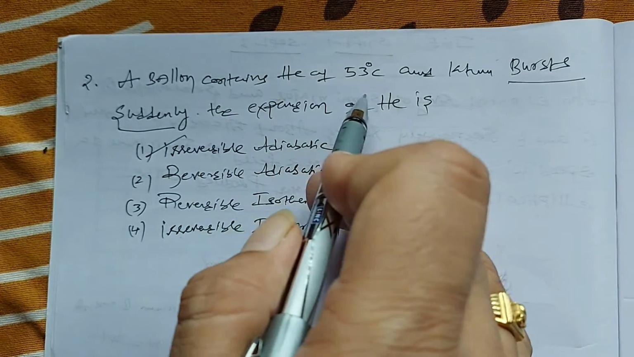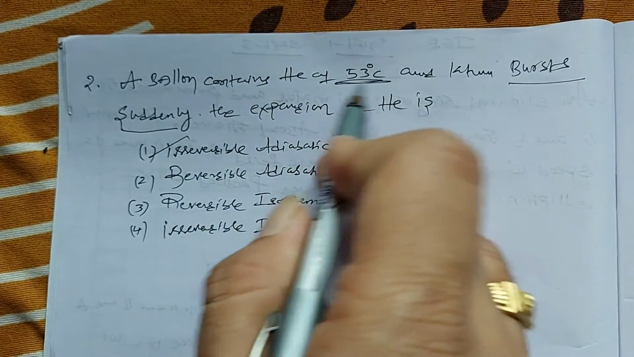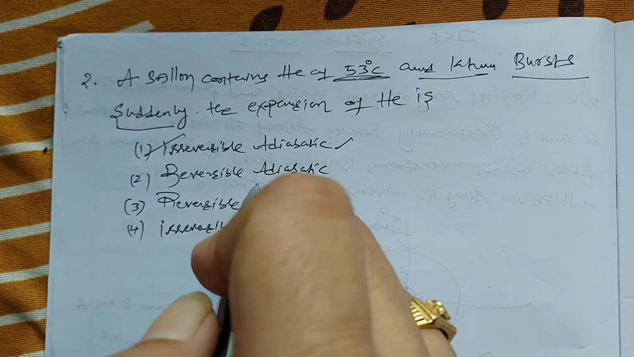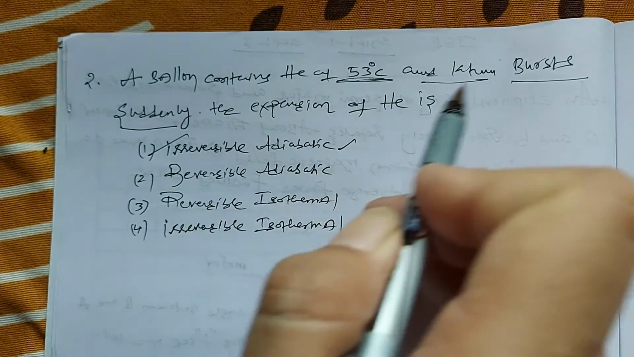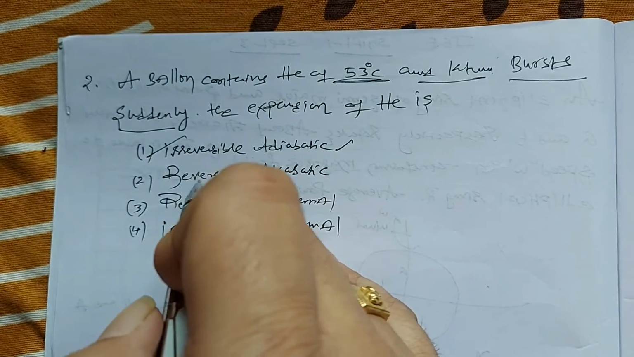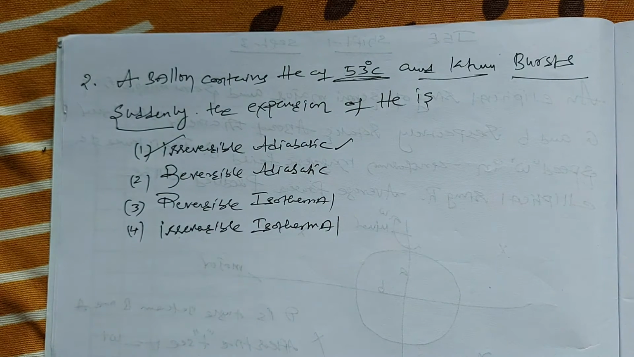So this is a balloon. This balloon contains helium at 53 degrees centigrade and 1 atmosphere. So our answer is, sudden expansion is nothing but adiabatic. This is irreversible adiabatic expansion.